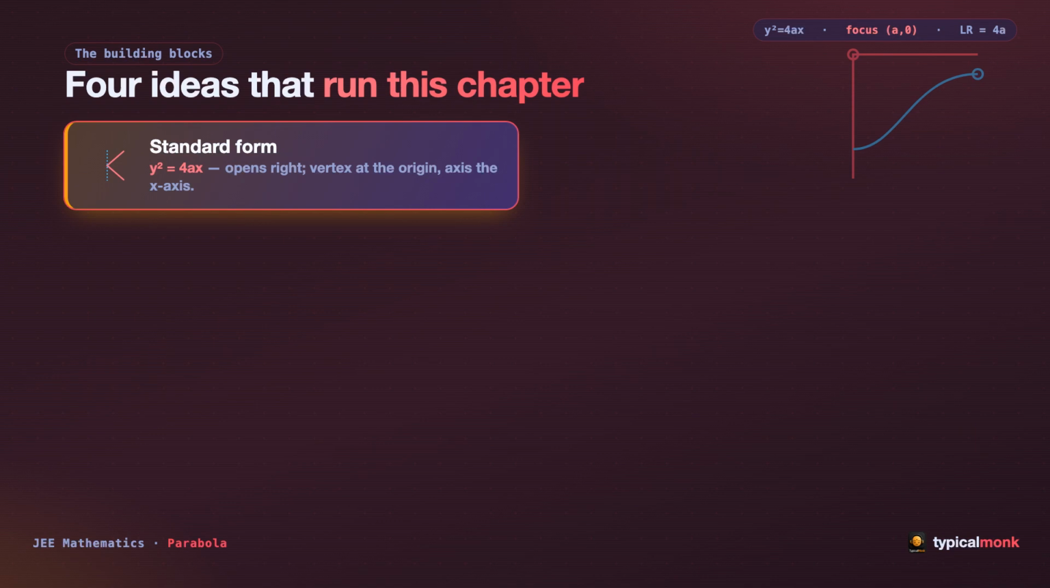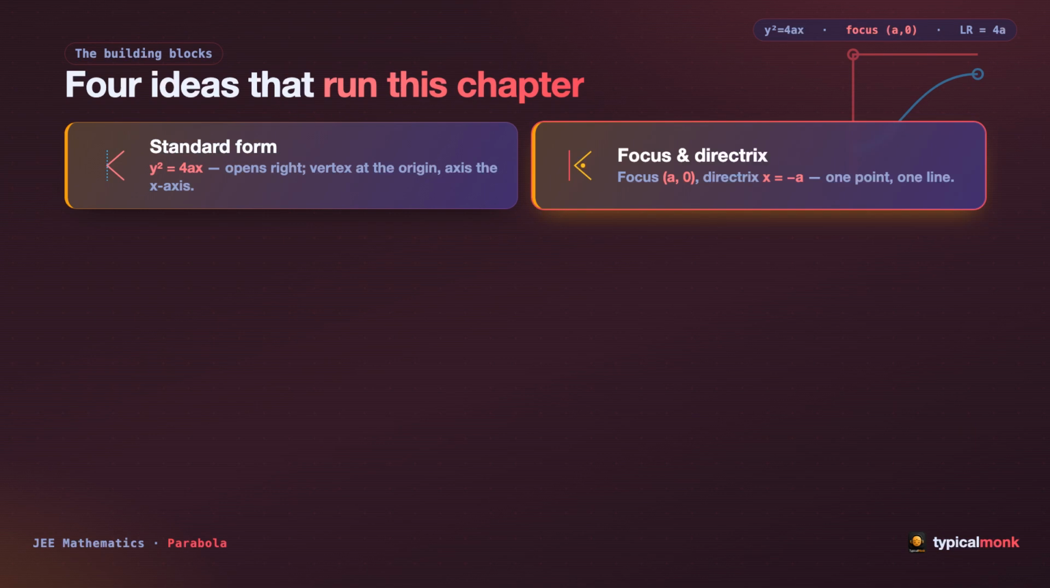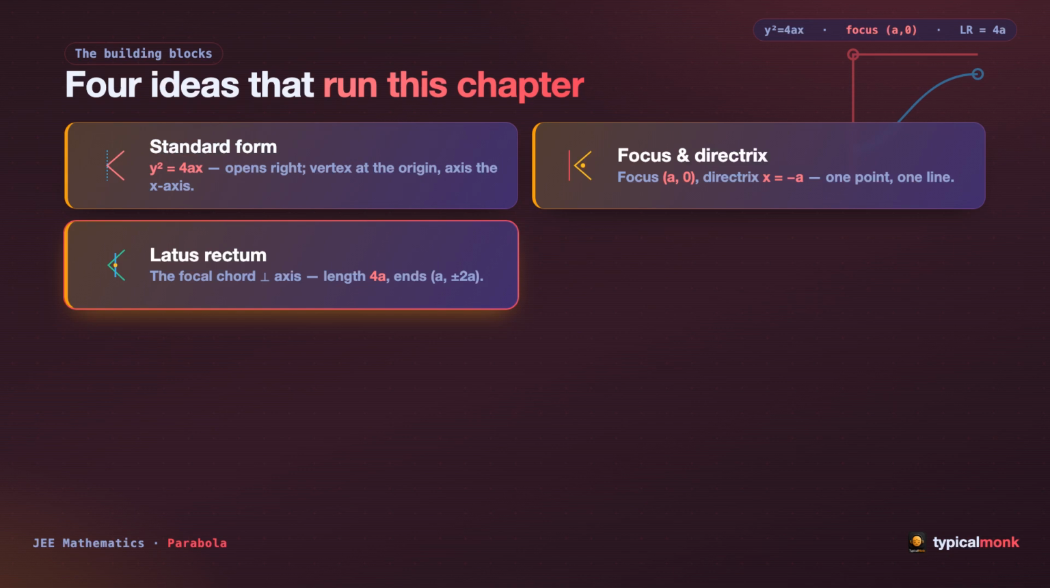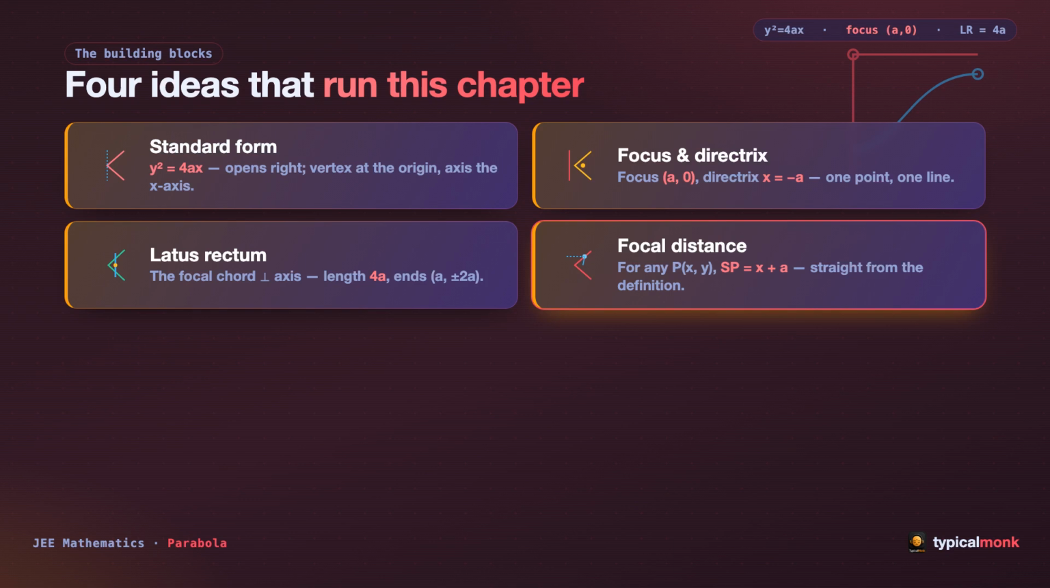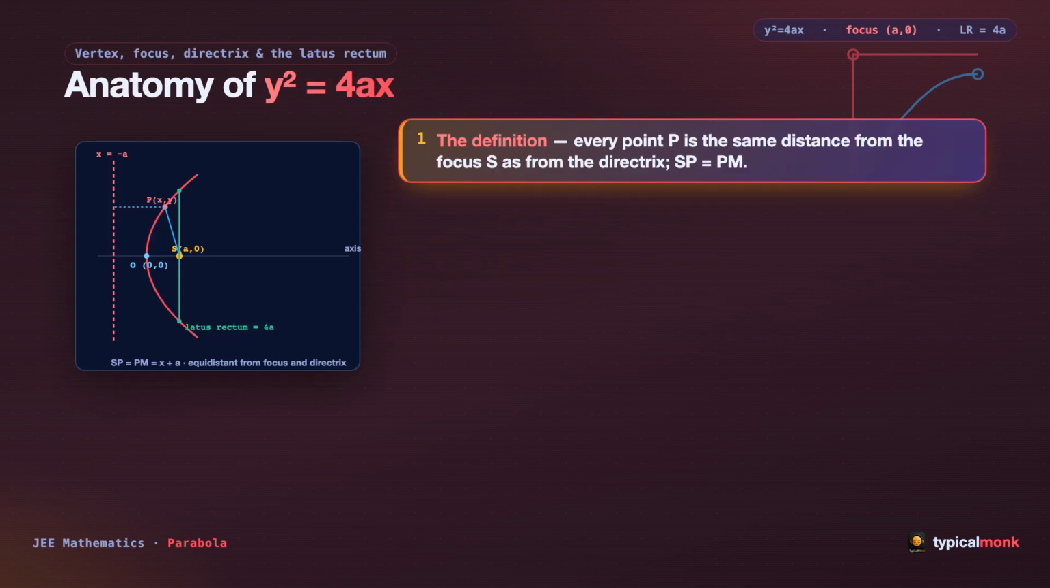The standard form, y squared equals 4ax. It opens to the right, with its vertex at the origin and its axis along the x-axis. The focus and the directrix. The focus sits at the point a comma 0. The directrix is the line x equals minus a. One point and one line. The latus rectum. It is the chord through the focus, perpendicular to the axis. Its length is 4a, with ends at a comma plus or minus 2a. And the focal distance. For any point P with coordinates x and y, the distance SP equals x plus a straight from the definition. Now look at the picture.